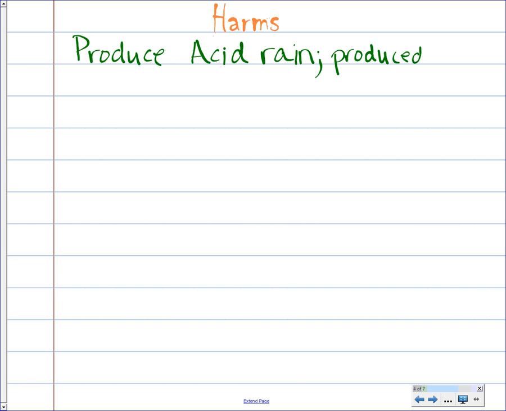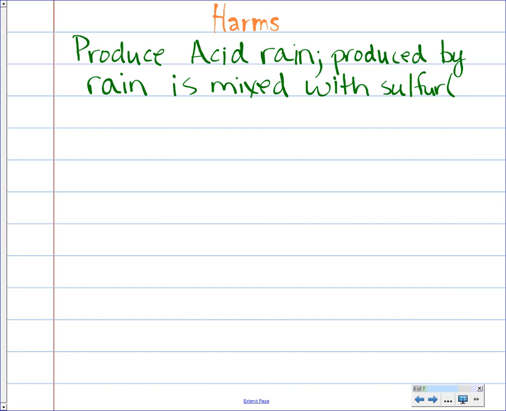Here are the harms, leading into the harms, since we were so down and out now. We'll talk about the harms here. Some of the harms here are because the nitrogen goes into the air and you have dead animals, too much of that can produce acid rain. This is produced when rain is mixed with sulfur. What's the element symbol for sulfur? S. Or nitrogen. So even though we need the nitrogen in the air, when rain is mixed with sulfur or nitrogen, it gives us acid rain.